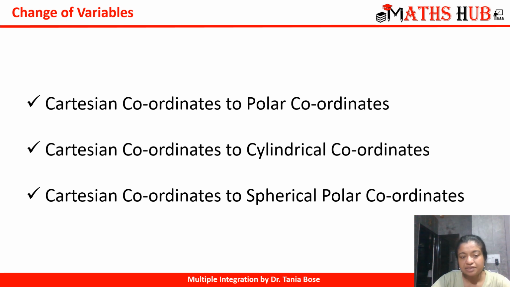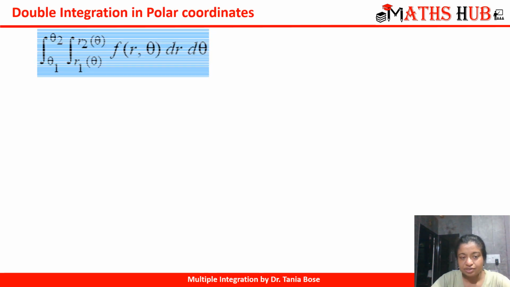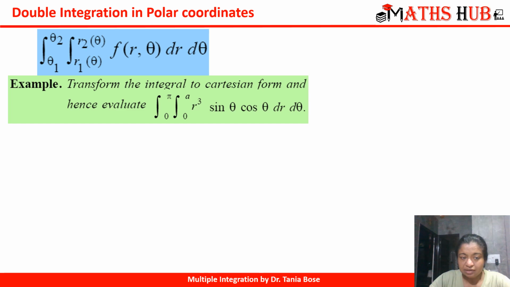To begin with, we will start with changing Cartesian coordinate system to polar coordinates and vice versa. So let us try this question. Whenever we have an integral in polar coordinates, the integral limits are always in r and theta. And when we try to convert this into Cartesian system, then we have to convert it into dx, dy, right? So let us try to see this question. Transform the integral to Cartesian form and hence evaluate integral 0 to pi, integral 0 to a, r cube sine theta cos theta dr d theta.